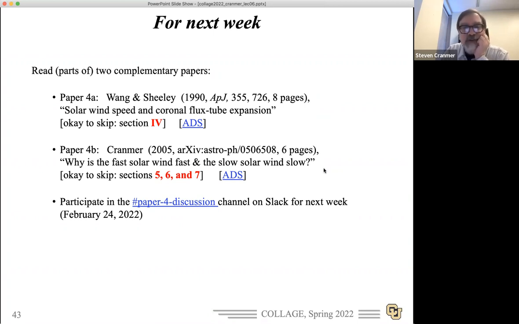And apologies about plugging my own paper, but I kept looking for the paper that contained the right kind of follow-up on Wang and Sheeley that talked about the physics of why the fast wind is fast and the slow wind is slow, and I couldn't find anything other than this paper I wrote in 2005. It's just a few sections of it that I suggest. But again, apologies for the indulgence there. But I think between the two of them, it'll give a nice setup for our later discussions of forecasting the wind speed on the basis of things like the potential field.